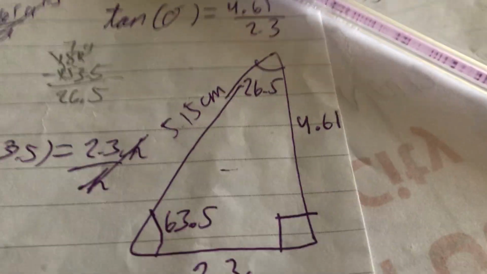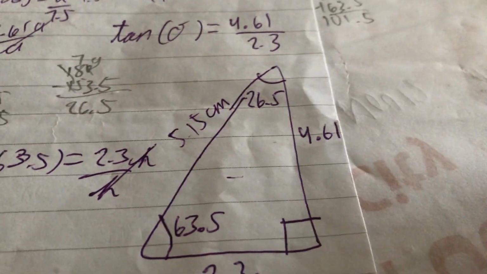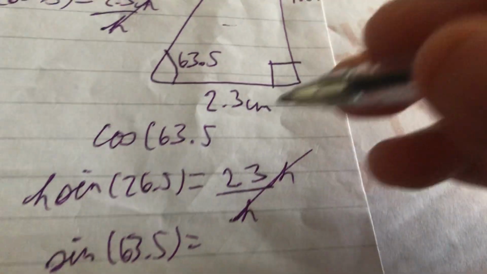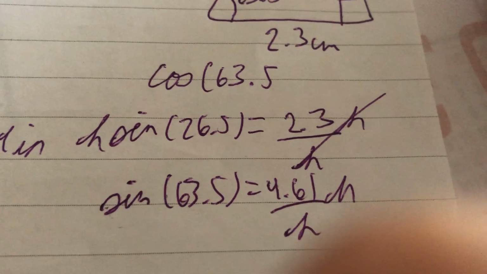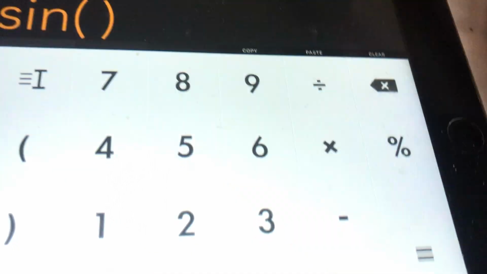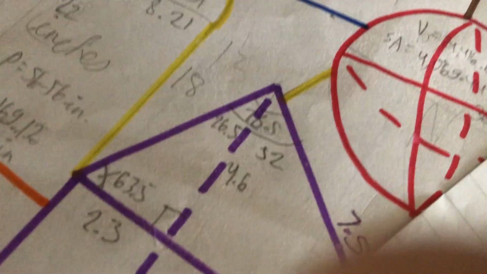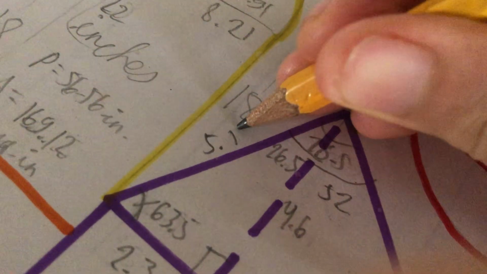Now, kung ito yung gagamitin namin, and if we're asked to solve for the hypotenuse, remember, opposite over hypotenuse. Sine of 63.5 is equivalent to the opposite of 4.61 divided by the hypotenuse. So, 4.61 divided by the sine of 63.5. Tama, you still get the same answer. So, therefore, the measure of the height of this side is 5.1 or 5.15 na lang.